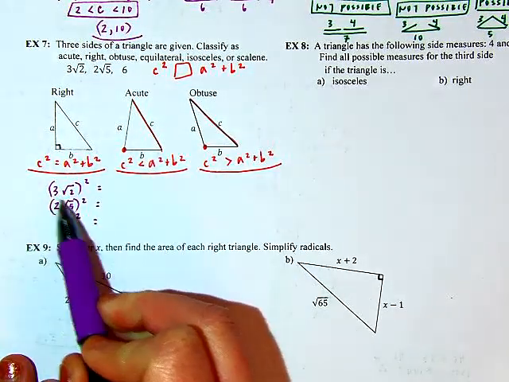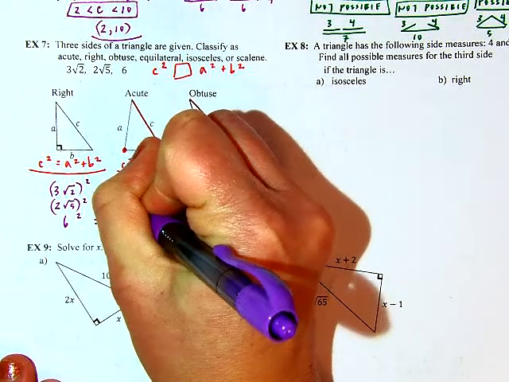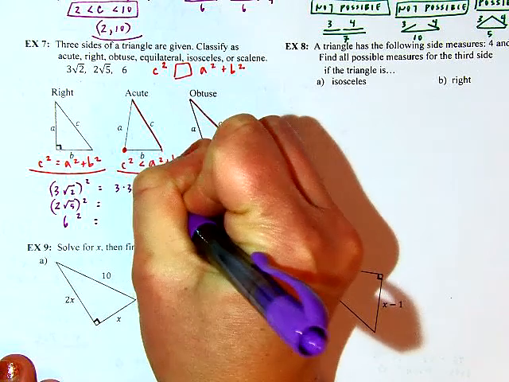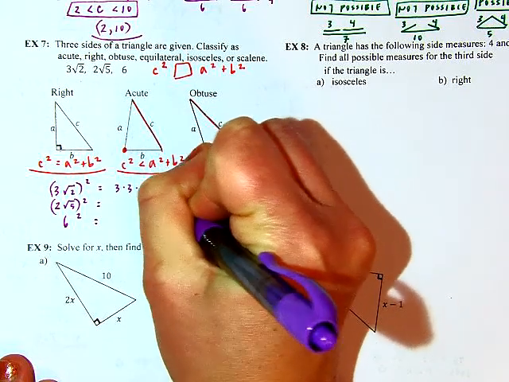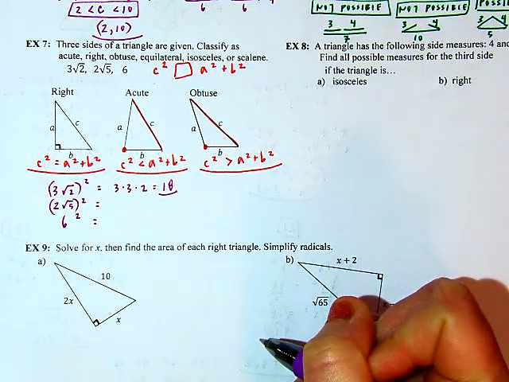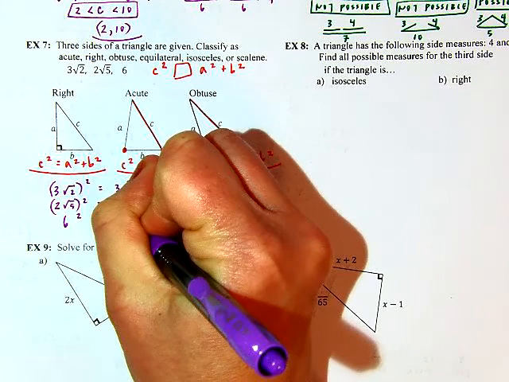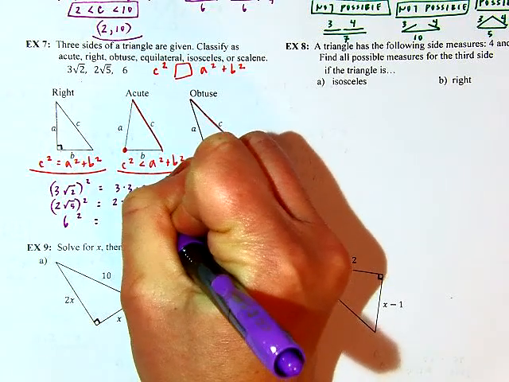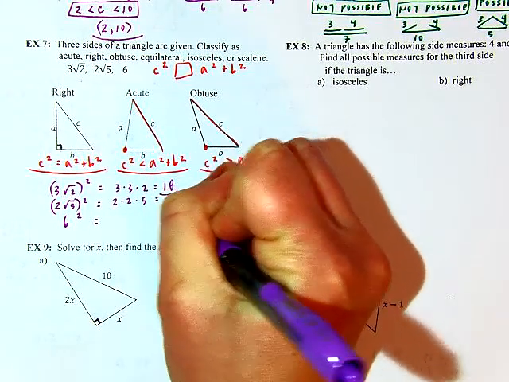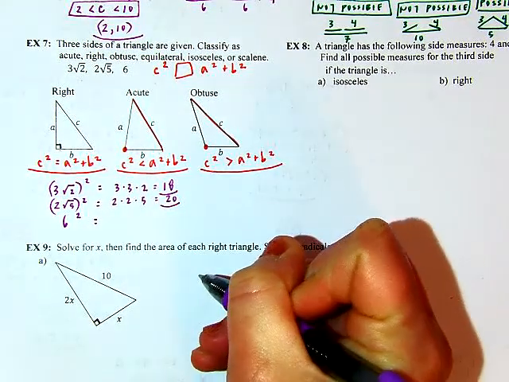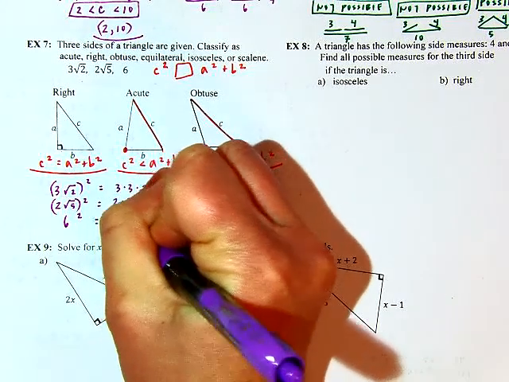So first, 3 root 2 as a quantity squared is like saying 3 times 3 times 2, and that gets me 18. 2 root 5 squared is like saying 2 times 2 times 5, or 20. And 6 squared, 6 times 6 is 36.